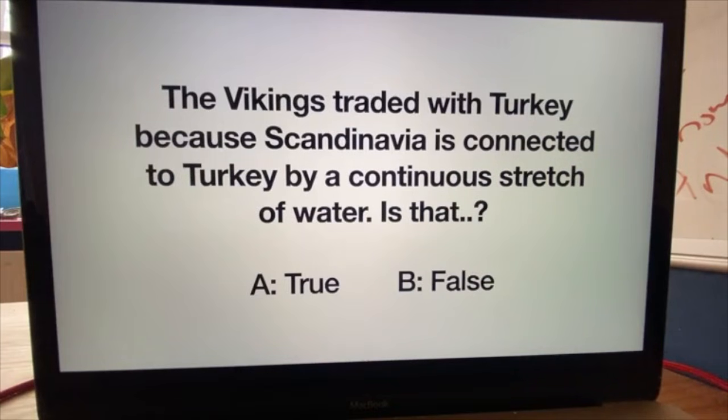I think I would have said, well, yeah, if the Vikings traded with Turkey, there must have been loads of rivers connecting Scandinavia with Turkey. Obviously, because the Vikings travelled in boats.